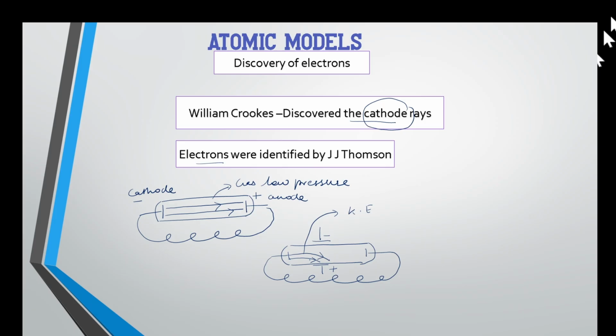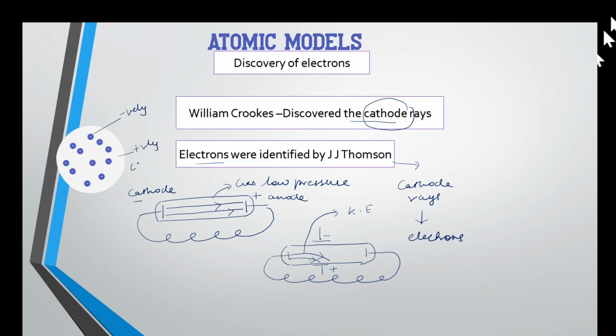So the conclusion which J.J. Thomson gave was that cathode rays consist of negatively charged particles, which he called electrons. And the model he suggested for the structure was called the apple pie pudding model, where he showed that the negatively charged electrons are embedded in a positively charged sphere.